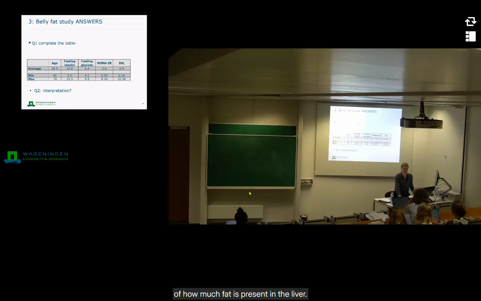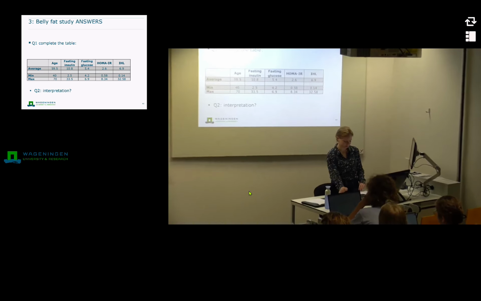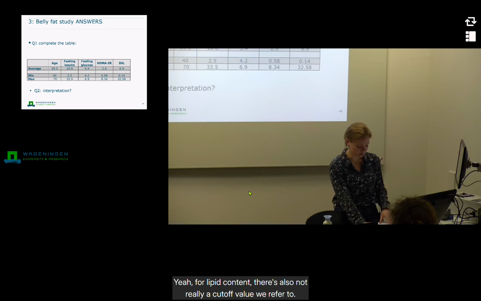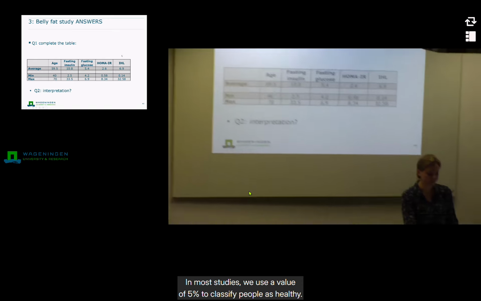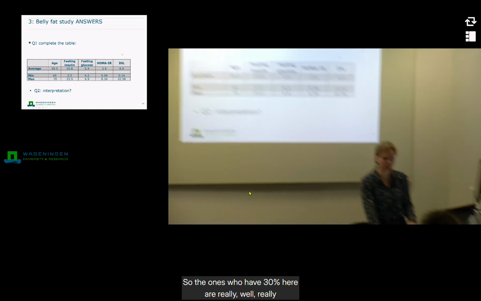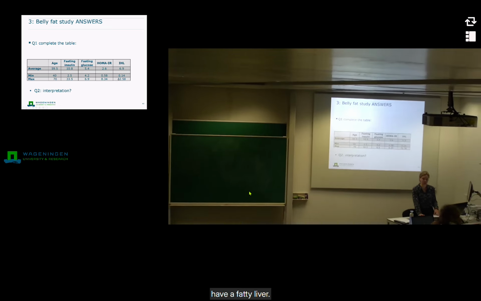of how much fat is present in the liver. And also here you see that some people only have 0.14%, whereas others have almost a third of their liver containing fat. So there's quite a big range for the lipid content here. For lipid content, there's also not really a cutoff value we refer to. In most studies, we use a value of 5% to classify people as healthy. So the ones who have 30% here really have a fatty liver.